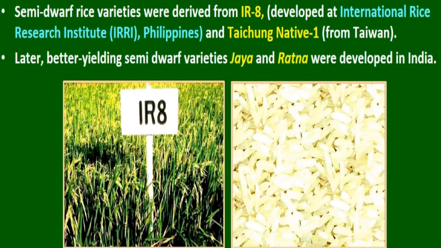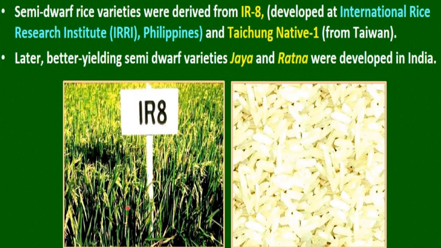Now these are examples of some hybrid varieties of rice. So semi-dwarf rice varieties were derived from IR8 and Taichung Native 1. Okay, so these are two rice varieties, and derivatives of these varieties were produced. Those were semi-dwarf rice varieties. Those were hybrid varieties, and these hybrid varieties were derived from IR8, one variety of rice. As you can see here, this is the IR8 variety of rice.